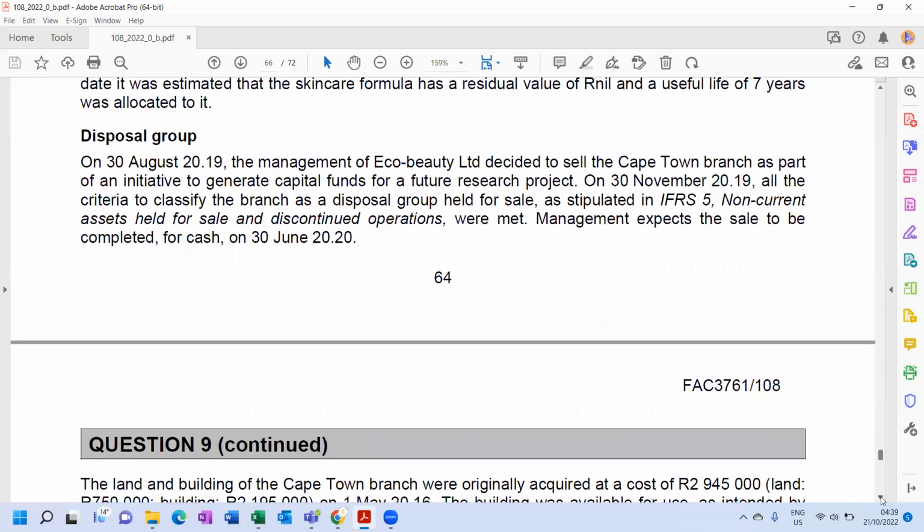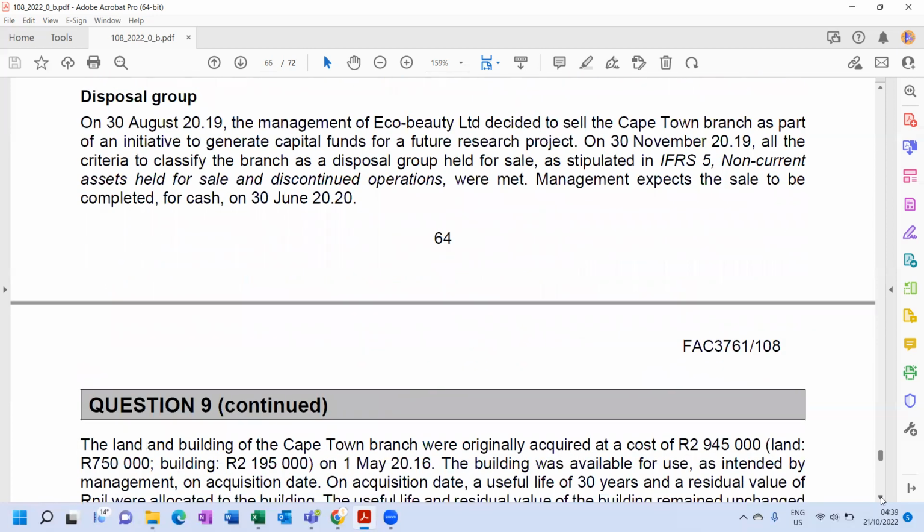Disposal group. On 30 August 2019, so that's during the current financial year, the management of Eco Beauty Ltd decided to sell the Cape Town branch as part of an initiative to generate capital funds for a future research project. On 30th November 2019, all the criteria to satisfy the branch as a disposal group held for sale, as stipulated in IFRS 5, non-current assets held for sale and discontinued operations were met. Management expects the sale to be completed for cash on 30th June 2020.